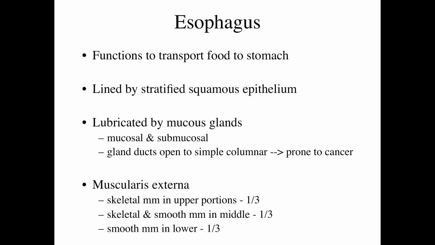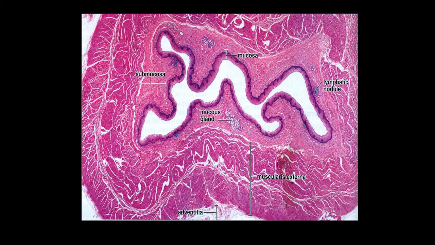With respect to the muscularis externa of the esophagus, the upper third of the organ has skeletal muscle. The middle third is skeletal and smooth muscle. The lower third of the esophagus is uniquely smooth muscle. This is just a low-power histological view of the esophagus. So here is the lumen, the mucosa shown like so. You see the epithelium. It's difficult at this low-power magnification to pick out much of the lamina propria or the muscularis mucosae. Here is the submucosa.